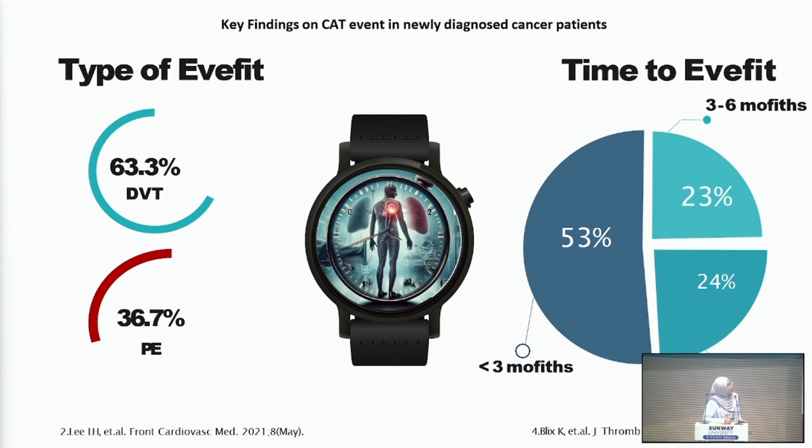For CAT events, 63.3% of our patients experienced deep vein thrombosis, with the majority affecting the lower extremities, and another 36.7% experienced pulmonary embolism. Even more interestingly, 53% of our patients experienced a CAT event within 3 months of cancer diagnosis, plus another 23% developed it between 3 to 6 months. This finding suggests a critical period of 6 months from cancer diagnosis when CAT risk is very high, underscoring the need for vigilant monitoring to mitigate the impact of CAT on cancer patients.